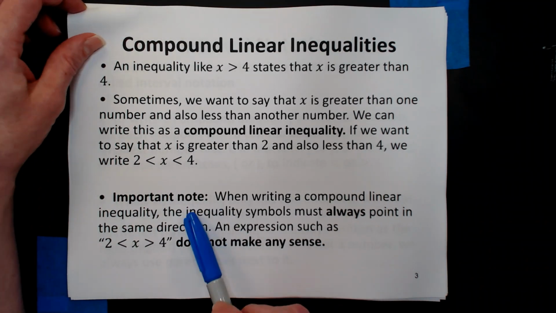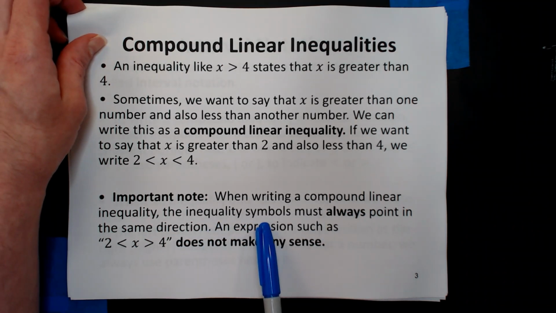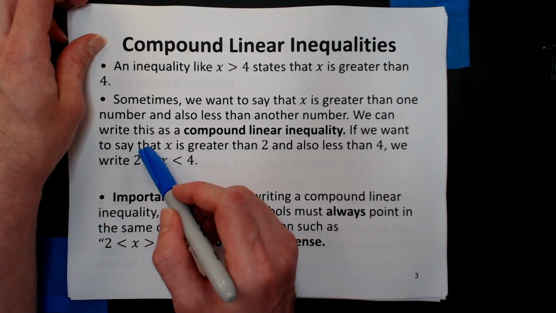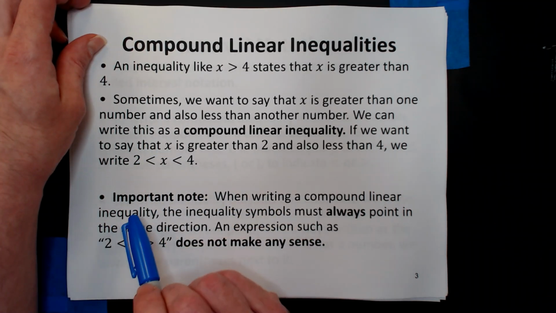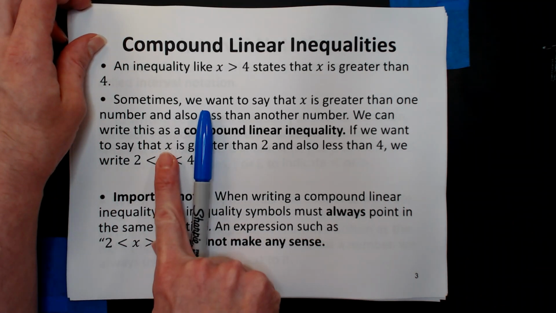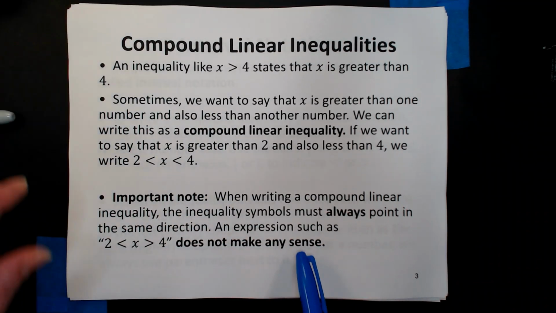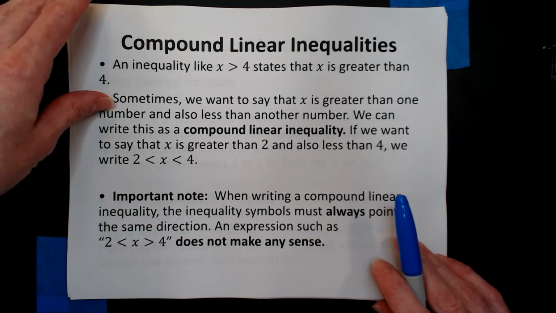Note, this is exactly what I said just a second ago: when writing a compound linear inequality, the inequality symbols must always point in the same direction. It makes logical sense. If the inequalities were going in opposite directions, where it said 2 is greater than 4, that would be wrong. You must make sure that it makes sense without the x in there. An expression like 2 is less than, which is greater than 4, doesn't make sense at all.